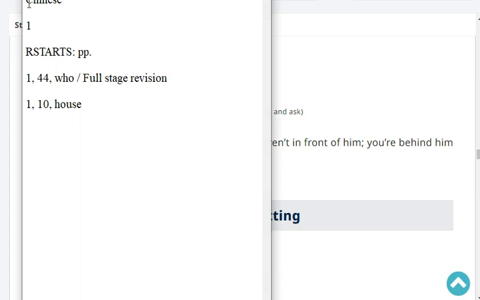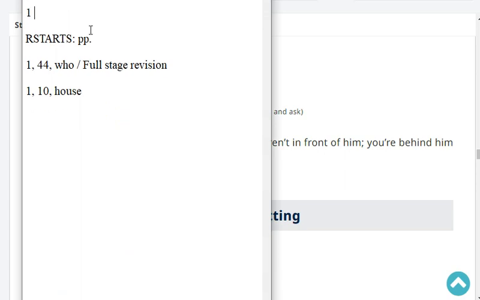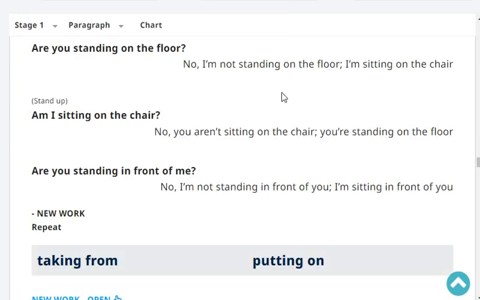Standing, sitting. Are you standing on the floor? No, I'm not standing on the floor. I'm sitting on a chair. Am I sitting on a chair? No, you aren't sitting on the chair. You're sitting on the floor. Are you standing in front of me? No, I'm not standing in front of you. I'm sitting in front of you.